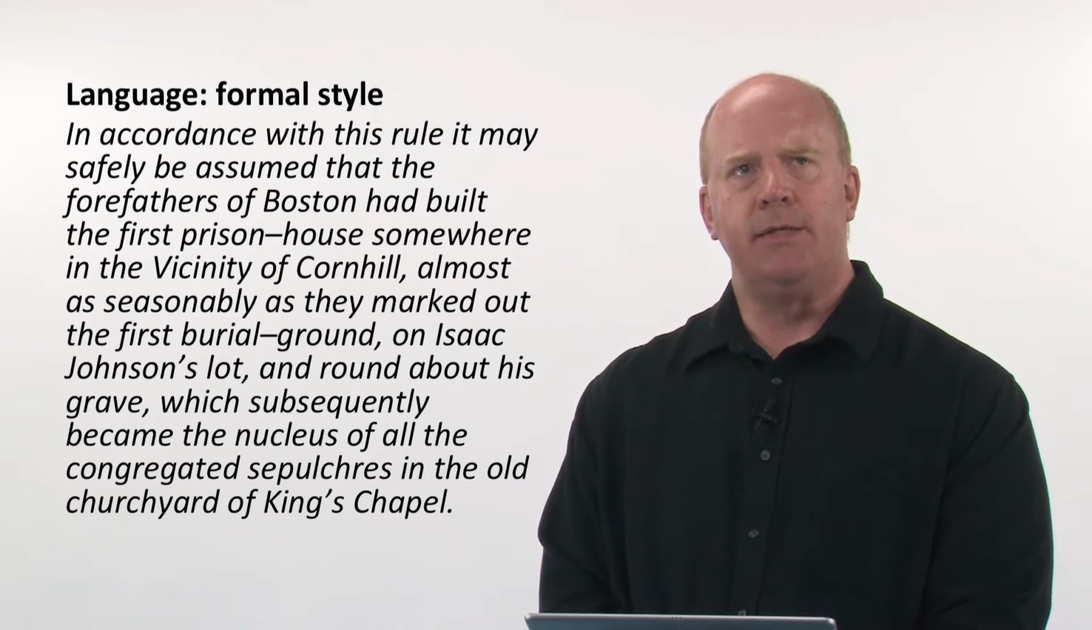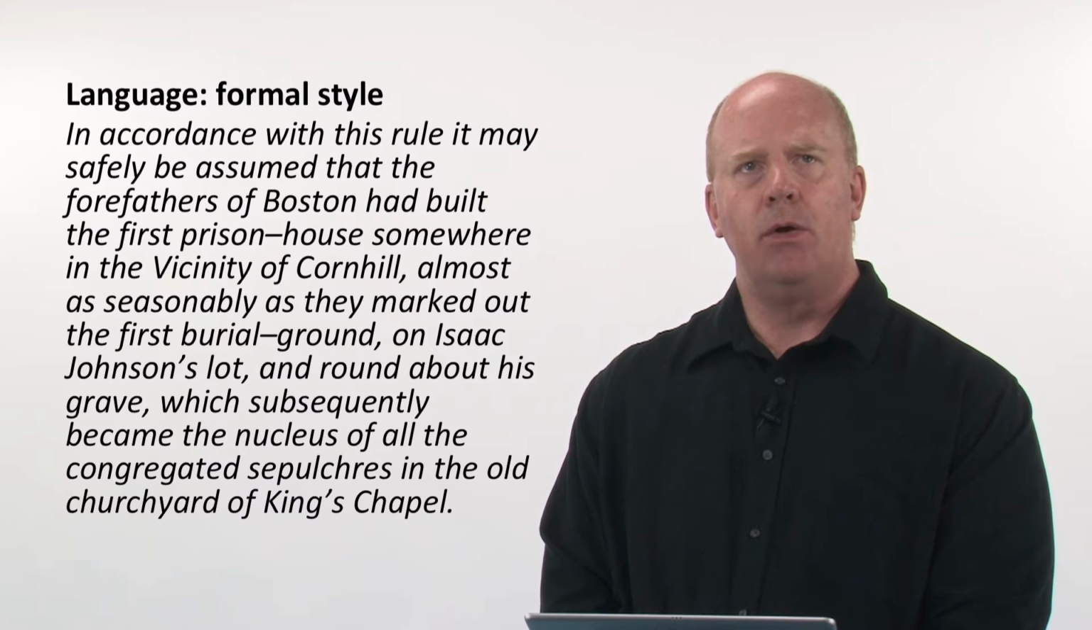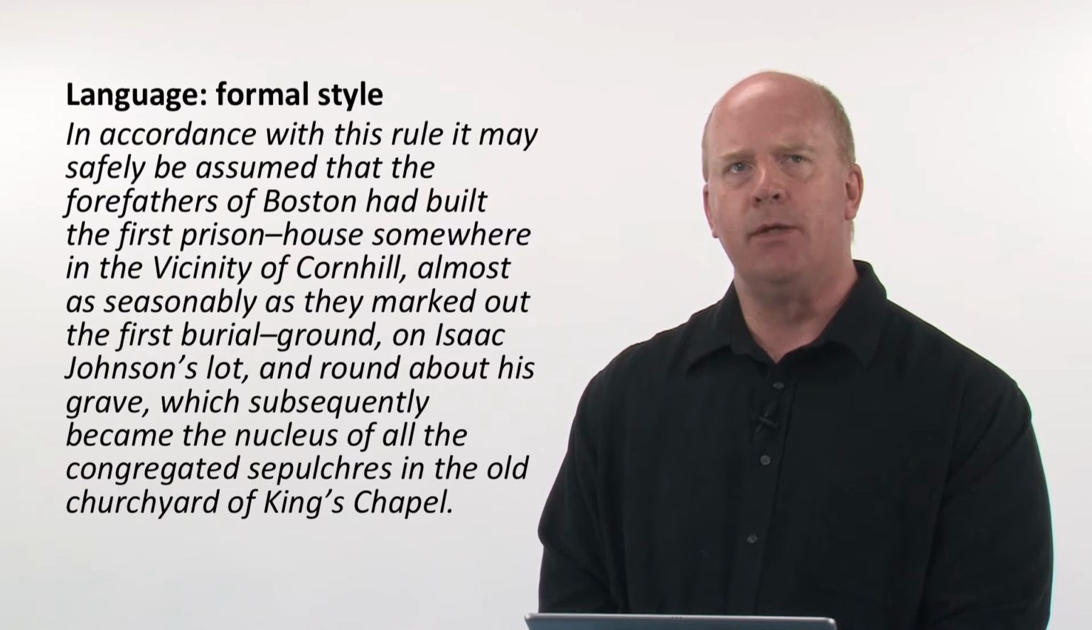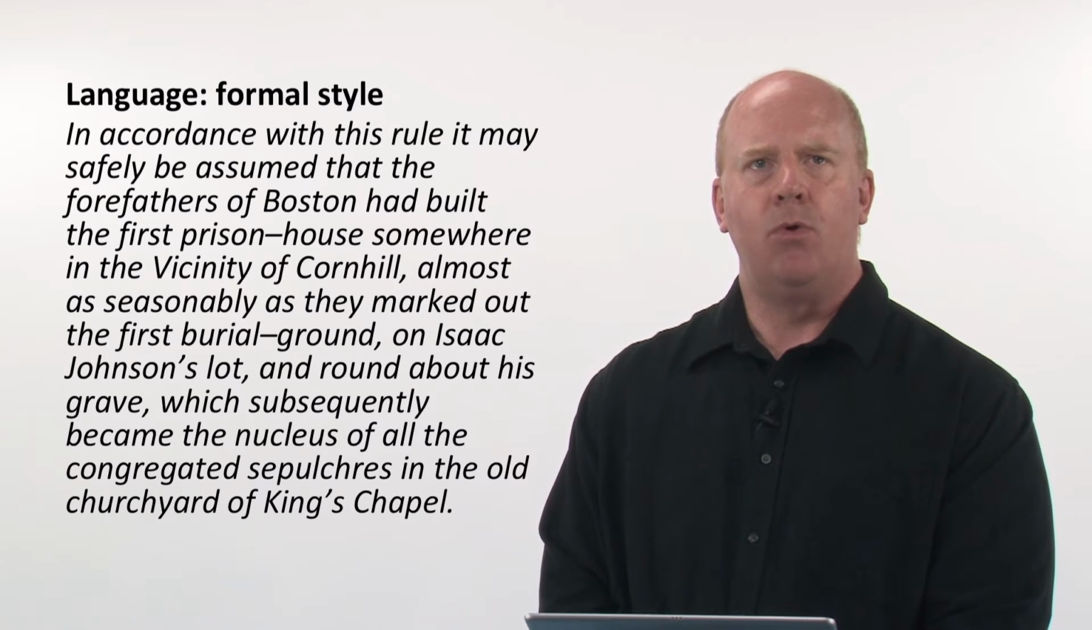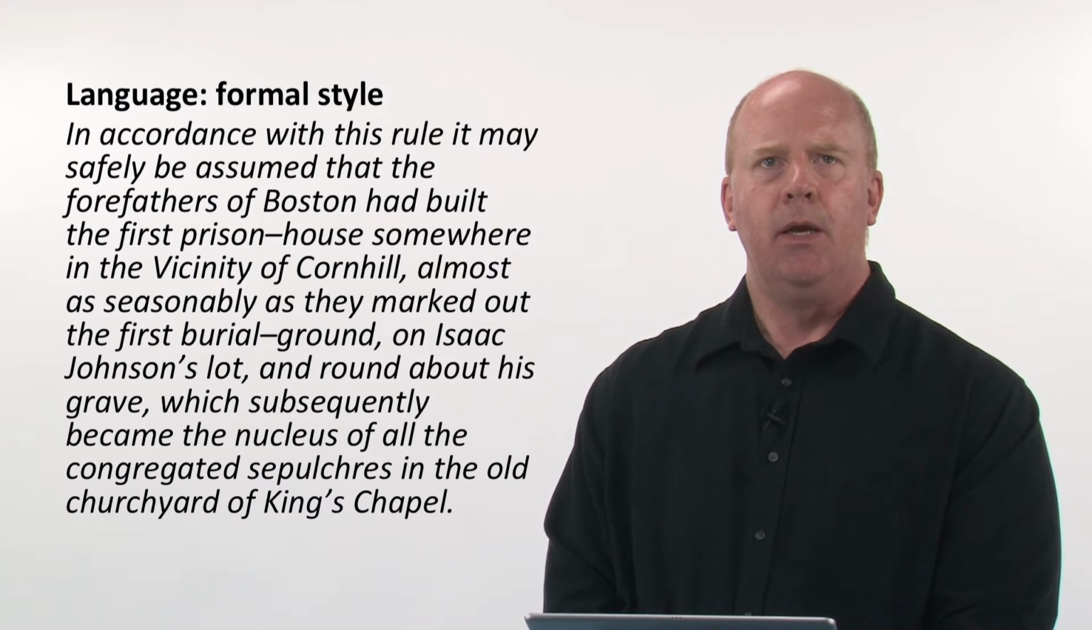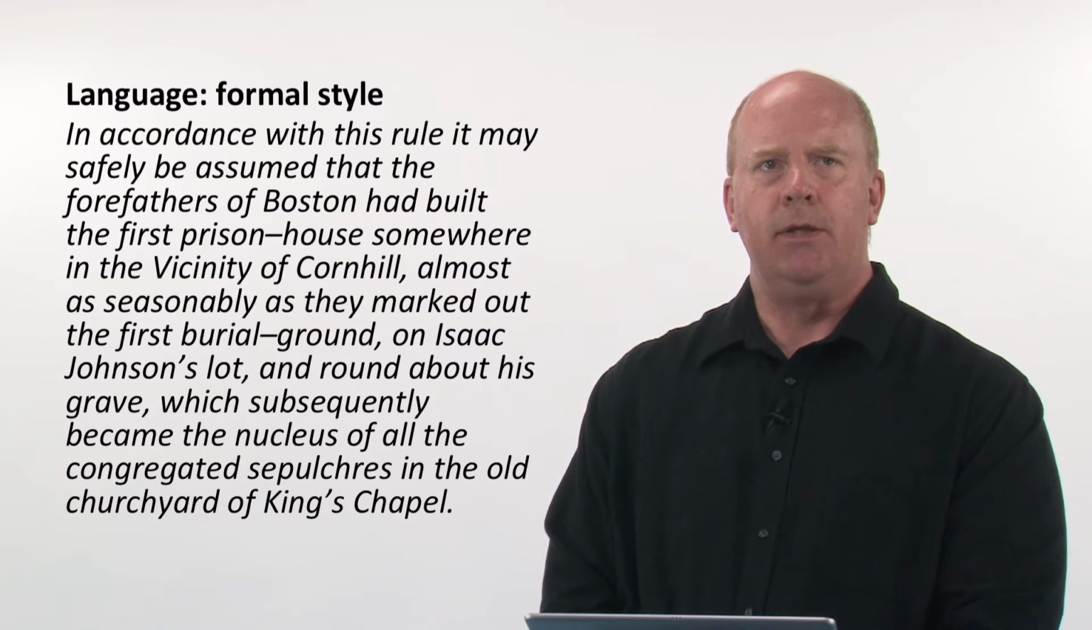So this is from the text itself. In accordance with this rule, it may safely be assumed that the forefathers of Boston had built the first prison house somewhere in the vicinity of Cornhill, almost as seasonably as they marked out the first burial ground on Isaac Johnson's lot, and so on.